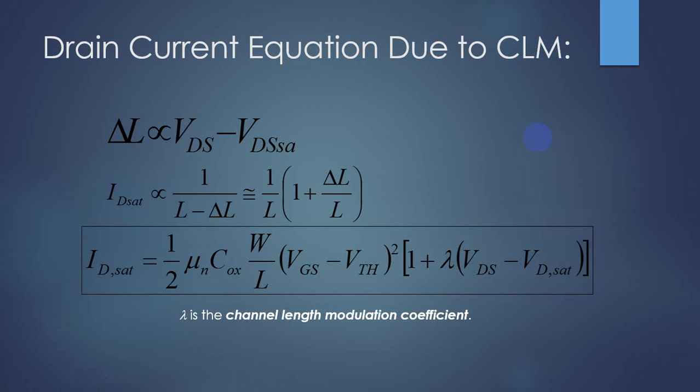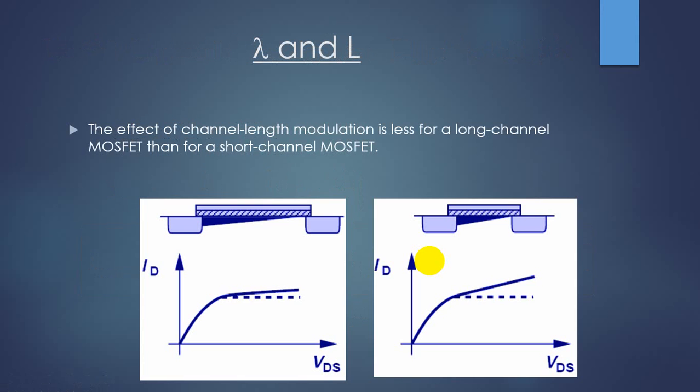The drain current equation due to channel length modulation. Here, delta L is directly proportional to VDS minus VD saturation, and ID is proportional to 1 by L minus delta L, which is equal to 1 by L whole into 1 plus delta L by L. And finally we will get the ID current equal to half of mu x Cox W by L, VGS minus VTH whole square, 1 minus lambda into VDS minus VD saturation.